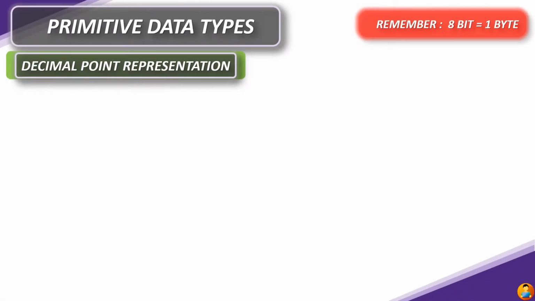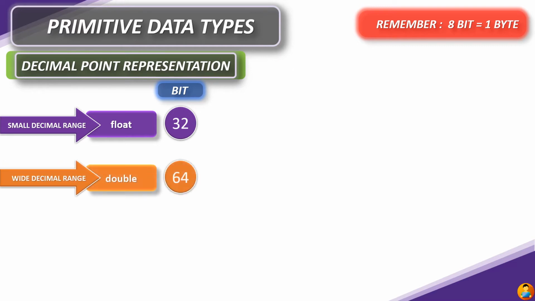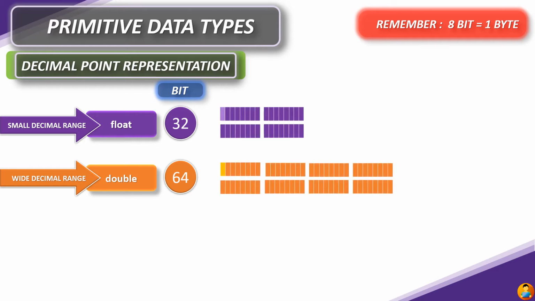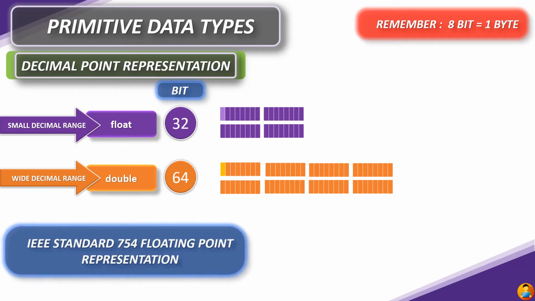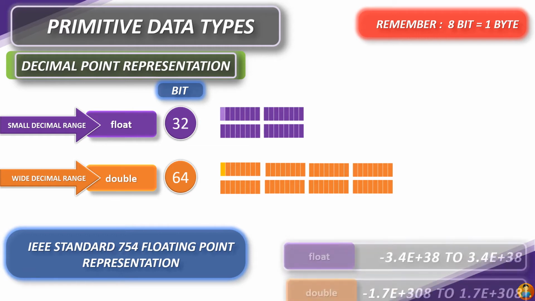For decimal point representation, we have float. It is used for storing a small range of decimal values, with a size of 32 bits. Double. It is used for storing a wide range of decimal values, with a size of 64 bits. In this case, also the first bit is used for storing the magnitude. The range of this floating point representation can be calculated from IEEE Standard 754 for floating point representation. This is beyond the scope of the syllabus, but if you are interested in it, check out the link given below. Moreover, the range of these data types is given below.